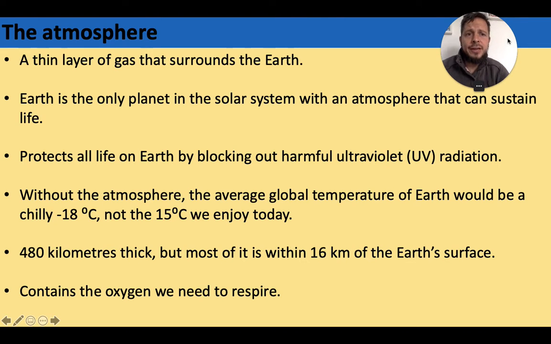The second thing that the atmosphere does, it actually keeps us warm. So without an atmosphere, the average global temperature of the Earth would be a chilly minus 18 degrees C, which is roughly the temperature inside your freezer at home. However, because we've got an atmosphere, the average temperature on the Earth is 15 degrees C, which, just think of a nice warm spring day. It's that kind of temperature. That's the average temperature across the whole of the Earth.